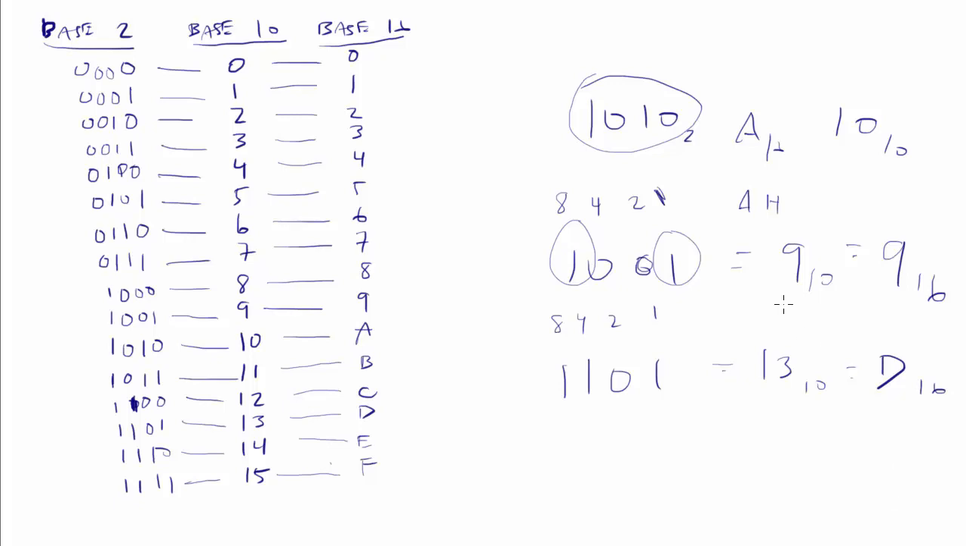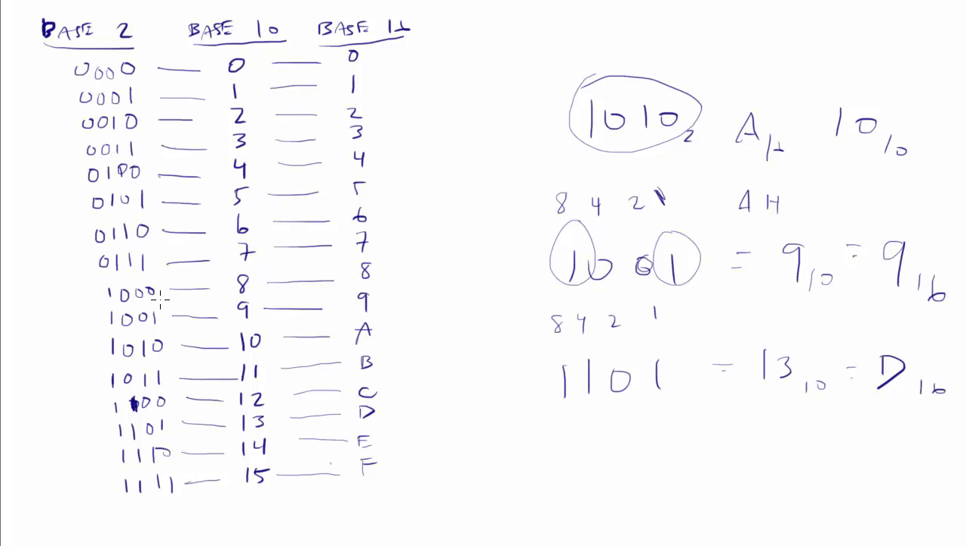Okay, so I expect that you've gone in and written out your own little chart and started to get a feel for these different numbers. You're not going to have them memorized yet, obviously, but there'll be a point where you just know that if you see all ones, you start with the easy ones, if you see all ones, that's an F. And if you see a 1010, that's an A. If you see a 1000, that's an 8.